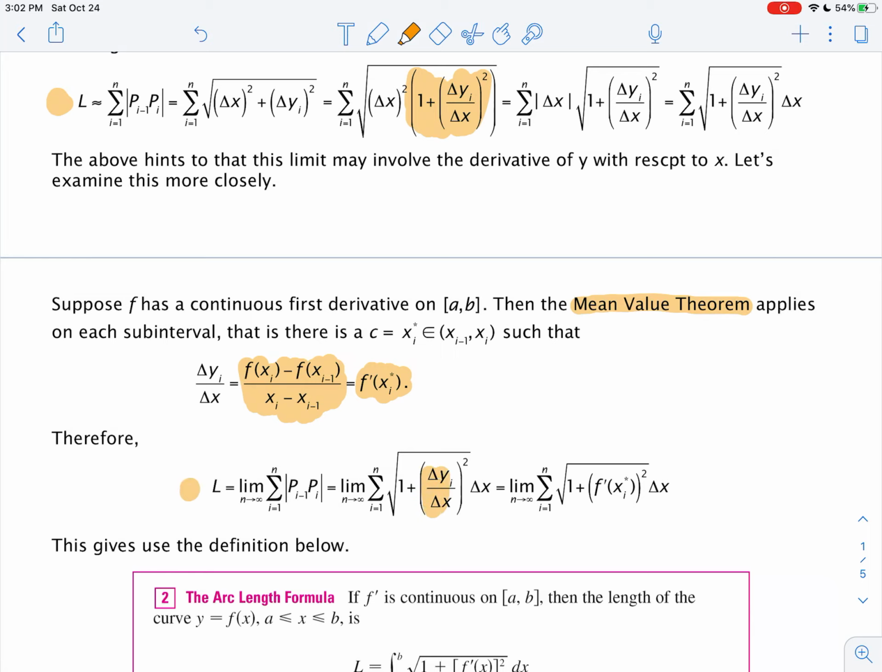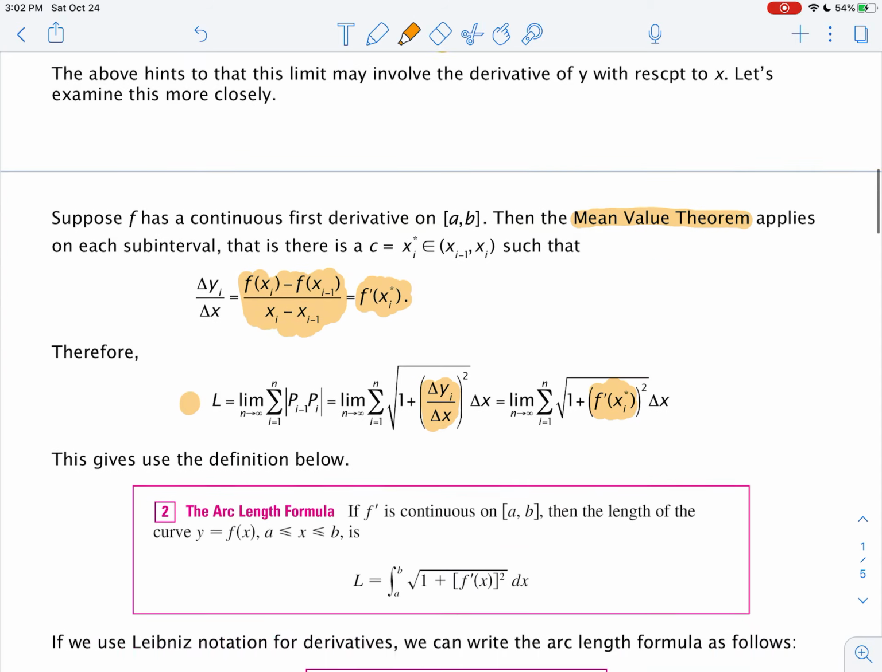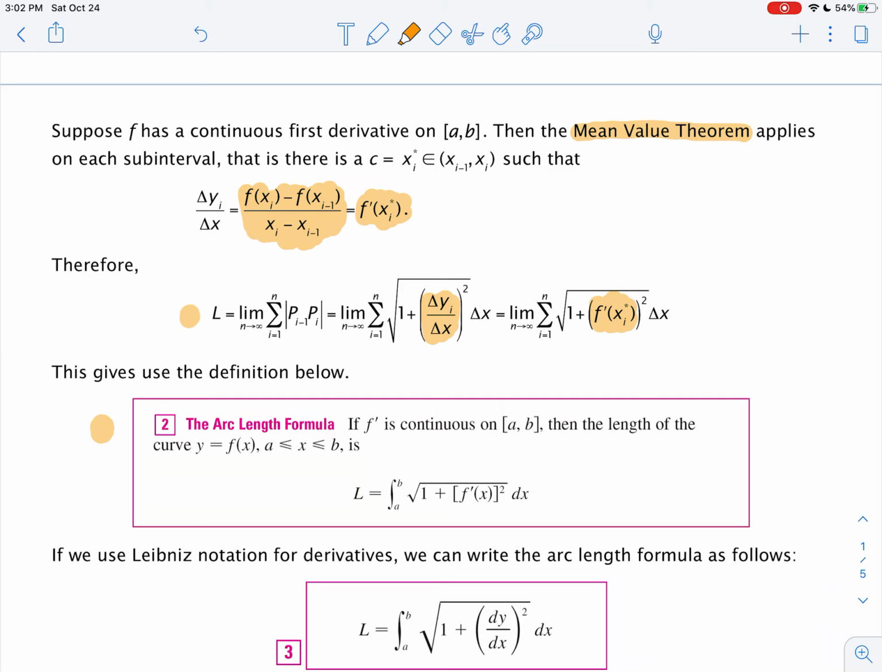And so with our limit definition, we can replace the delta y over delta x with the derivative f prime of x. And so here we have it, the arc length formula. If f prime is continuous on [a, b], which means f is differentiable, then the length of the curve y equal to f of x from a to b is the integral from a to b of the square root of 1 plus f prime of x squared dx.